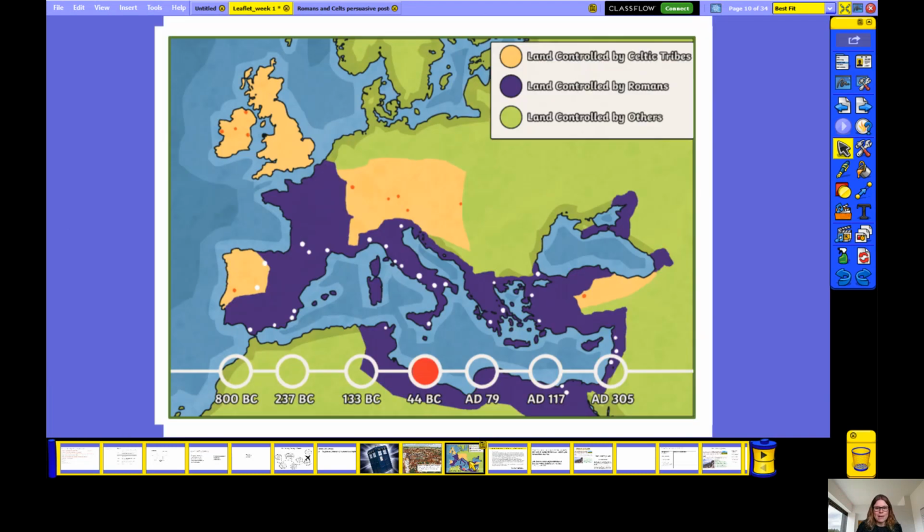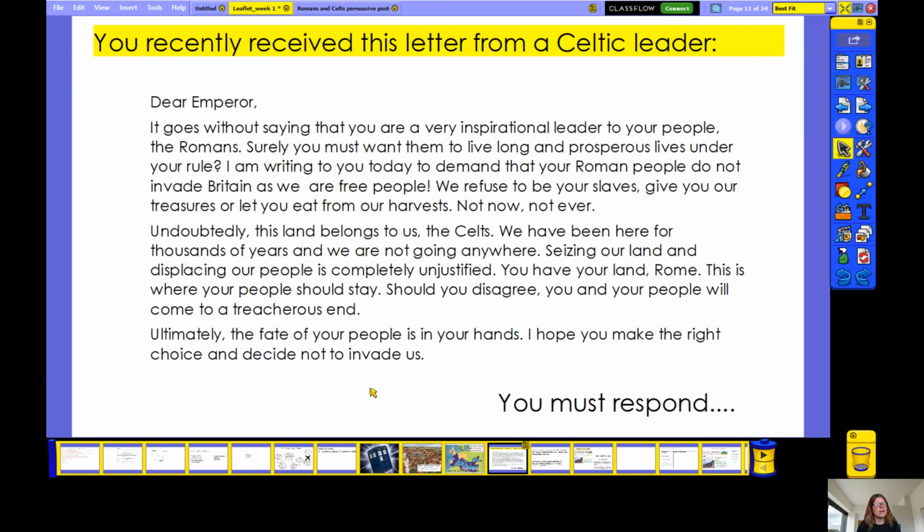Let's have a look at what his Roman Empire looks like at the moment. So in 44 BC, it looked a bit like this. He owned all of this land here, all the bits in blue. But he wants the bits in yellow. So he's going to try and invade this country, Britain. Okay? Now, the Celts don't feel very happy about this, and he's received this letter.